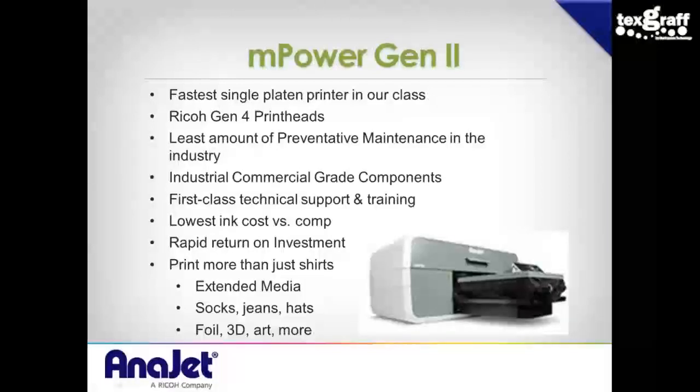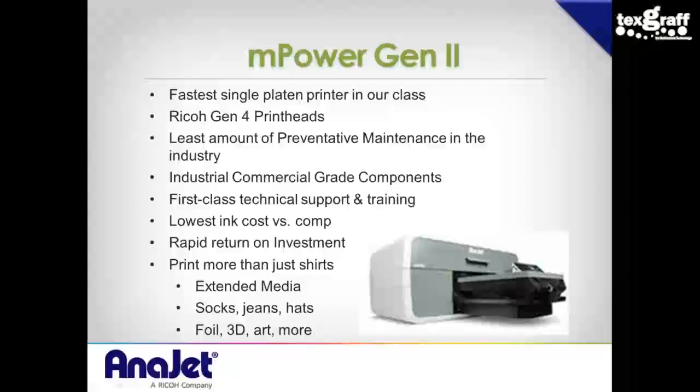Let me just briefly say, AnaJet, our Generation 2 printer, is the fastest single platen printer in our class, and we use Ricoh Gen 4 print heads. They're industrial and commercial in nature, so they're meant to last. To give you a point of reference, 200,000 prints is the life expectancy. So you should be able to print 200,000 different shirts with these print heads.